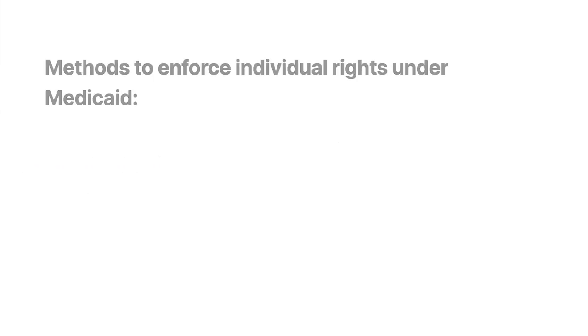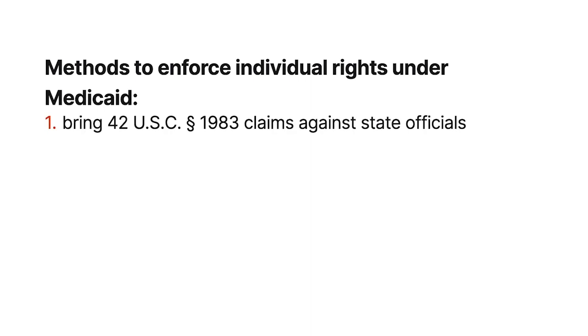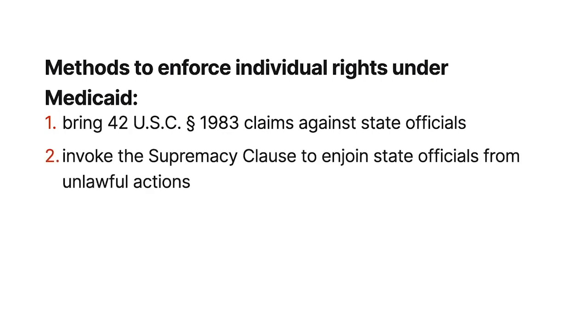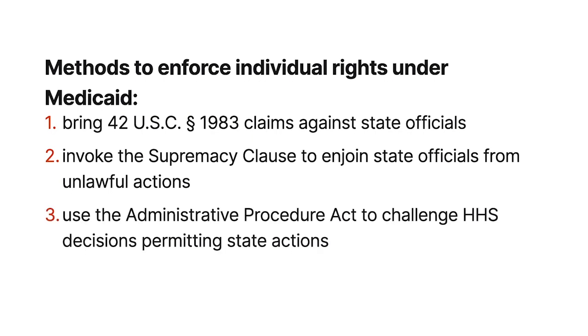So, over time, individuals have used three indirect methods to sue to enforce their claimed rights under Medicaid, which are bringing 42 U.S.C. Section 1983 claims against state officials, invoking the Supremacy Clause to enjoin state officials from unlawful actions, and using the Administrative Procedure Act to challenge HHS decisions permitting certain state actions.